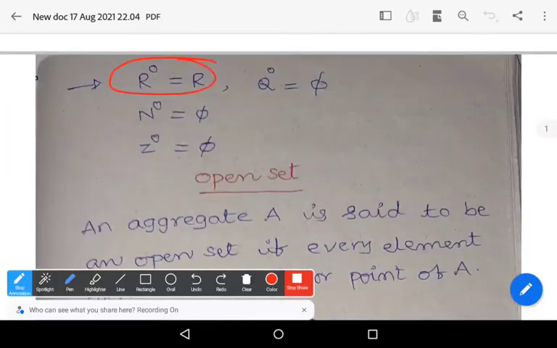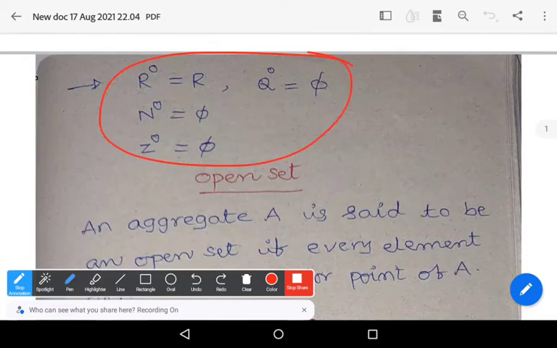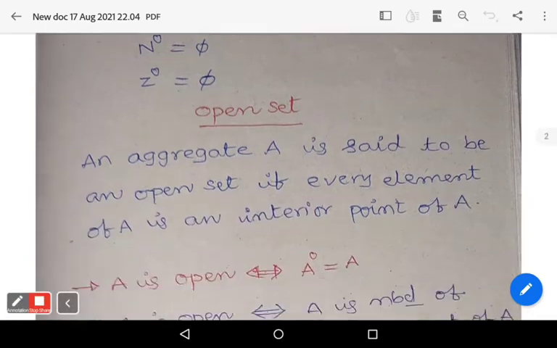Let us see. Interior of real numbers is real numbers. Interior of rational numbers is the empty set. Interior of integers is the empty set. One of the very important points to remember. What is the interior of the set of real numbers? Capital R. What is the interior of the set of rational numbers? Empty set. Now let us see the definition of open set.